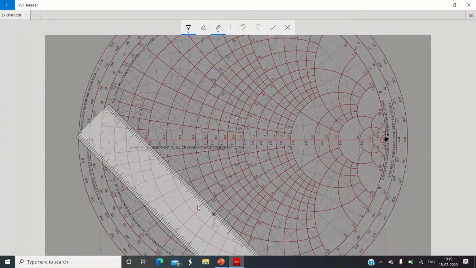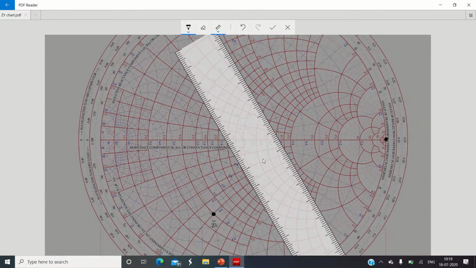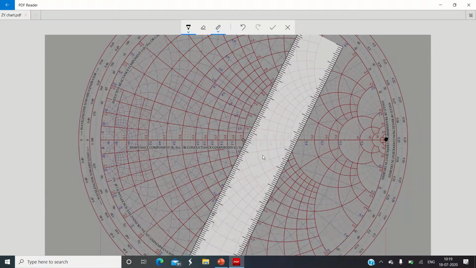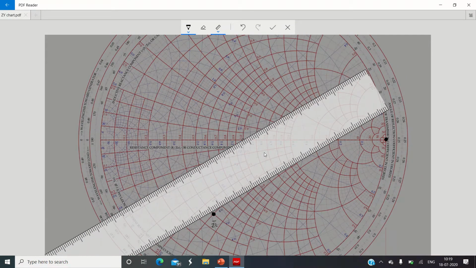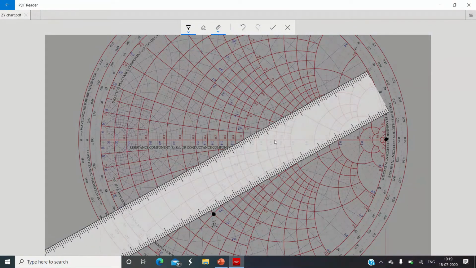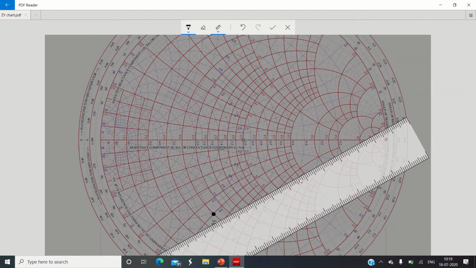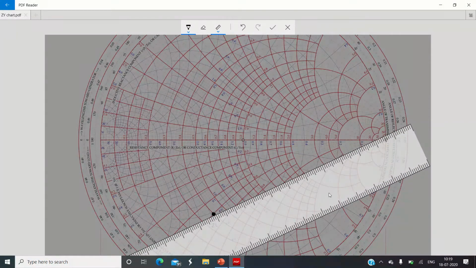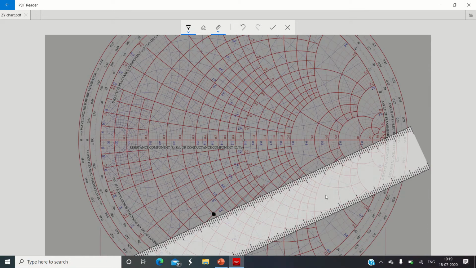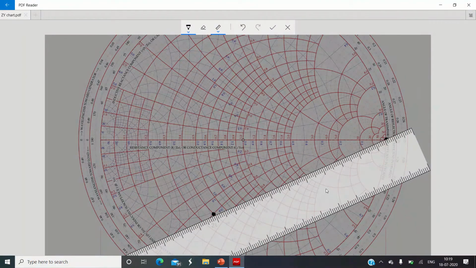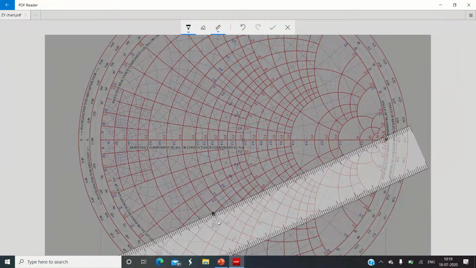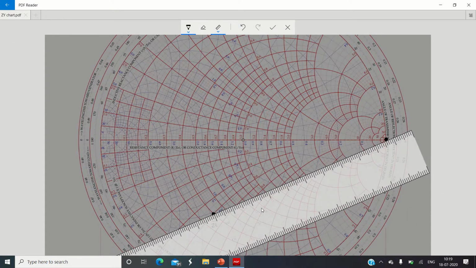First of all, please remember again, this procedure is optional, but you should know how to draw a conductance circle or resistance circle in the given Smith chart. So that procedure I am showing. Please remember this procedure is optional.